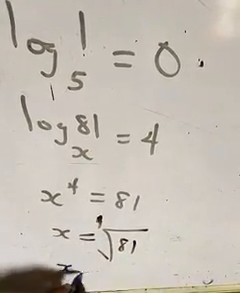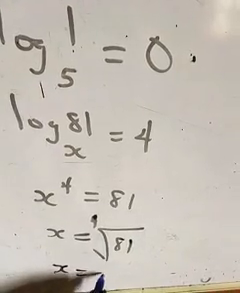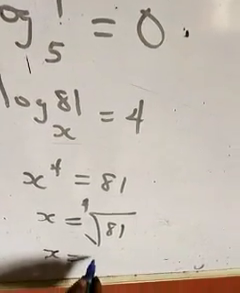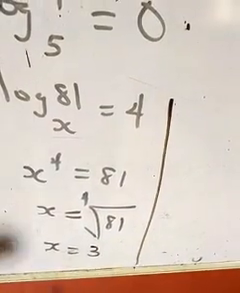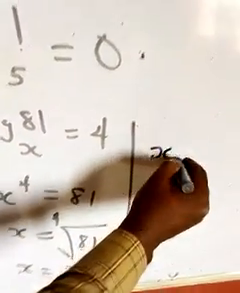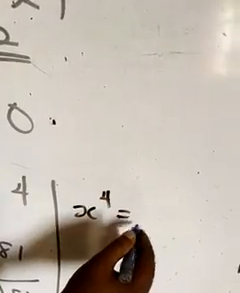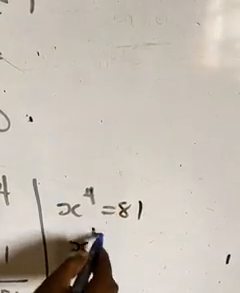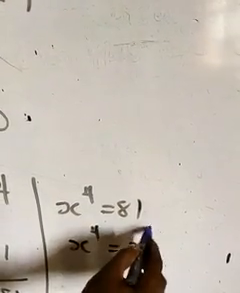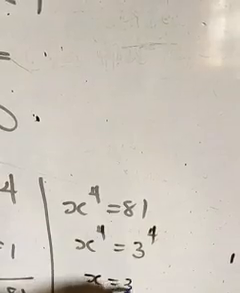81. And the 4th root of 81 is what? Is 3. Or rather, you can solve this way as well. If you cannot solve that way, you say x raised to the power 4 equals 81. X raised to the power 4 equals 3 raised to the power 4. Now my x equals to what? 3.